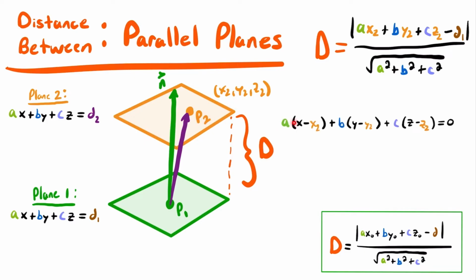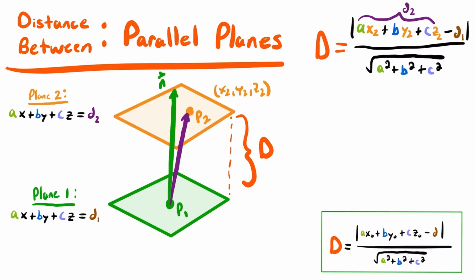We would have a times (x minus x2) plus b times (y minus y2) plus c times (z minus z2). And so you would multiply a through this quantity, b through this quantity, and c through this quantity. And so you'd have the three terms of a times x2, b times y2, and c times z2, which would all be constant values that we move over to the other side of the equation and group together to be that constant of d2. And so what we can do here is rewrite these three terms as that value of d2.